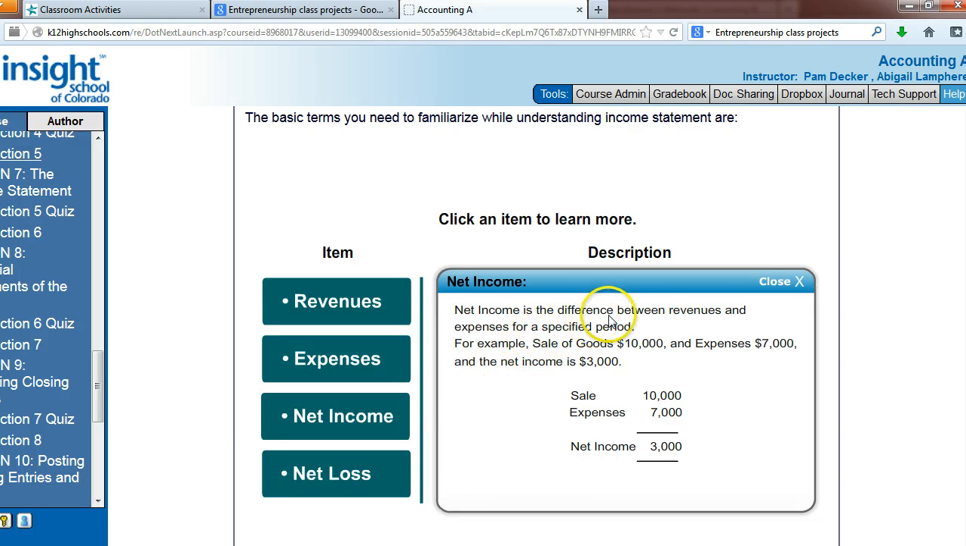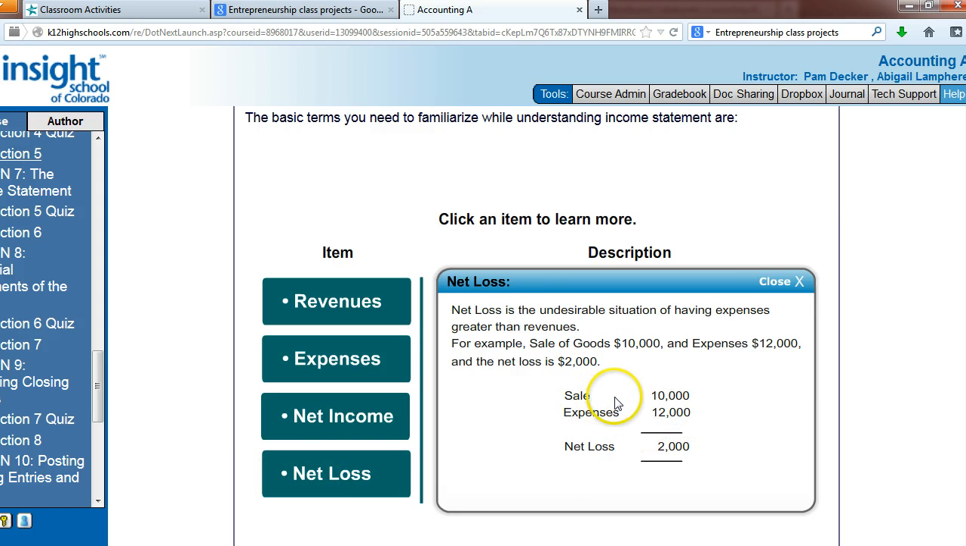Okay, net income is the difference between revenues and expenses for a specific period. For example, sales totaled $10,000 and expenses totaled $7,000, so our net income is the difference between revenue and expenses, which is $3,000. And that's net income because our sales outdid our expenses.